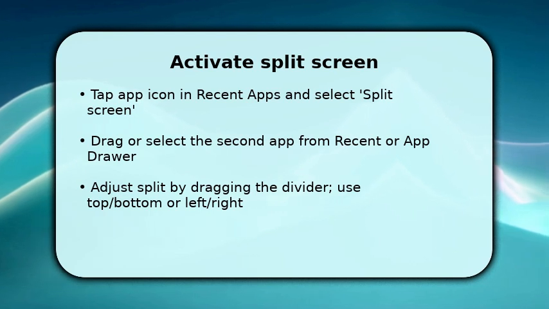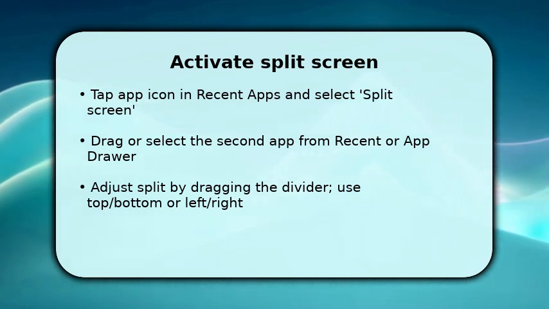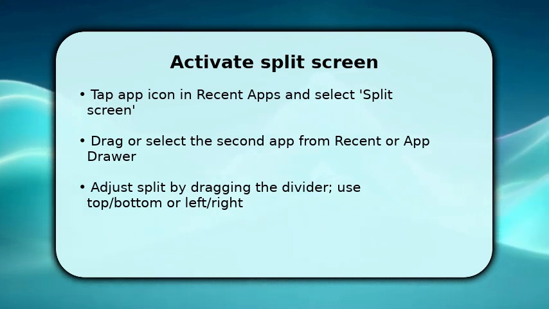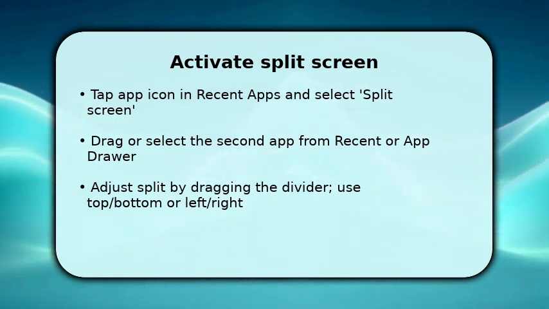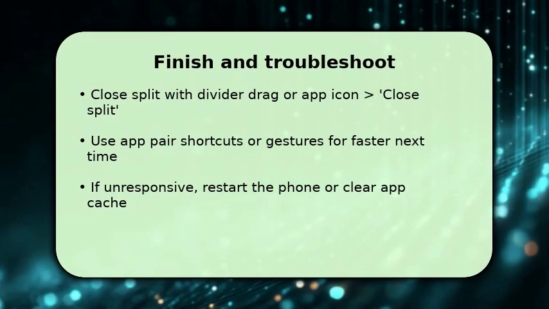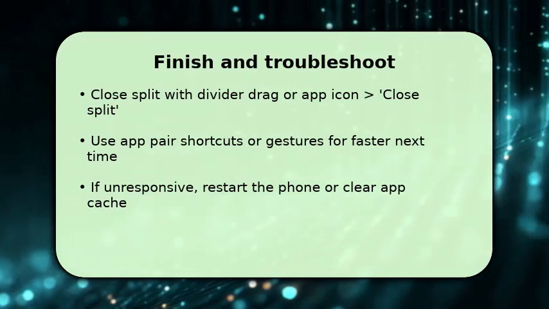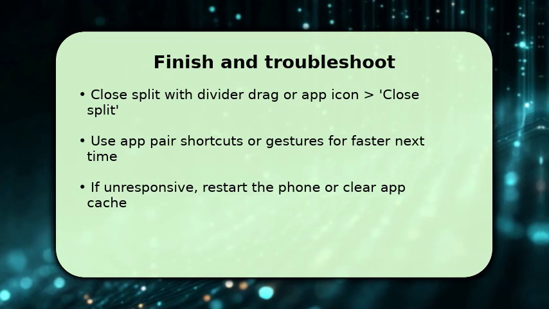On the Moto Edge 50, you can switch orientation to use left/right in landscape or top/bottom in portrait, which helps when one app needs more space for input. To finish, drag the divider fully to one edge or tap the app icon and choose Close Split. This restores a single app view.